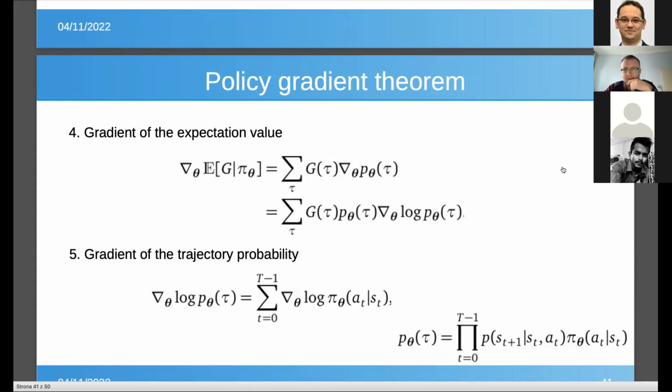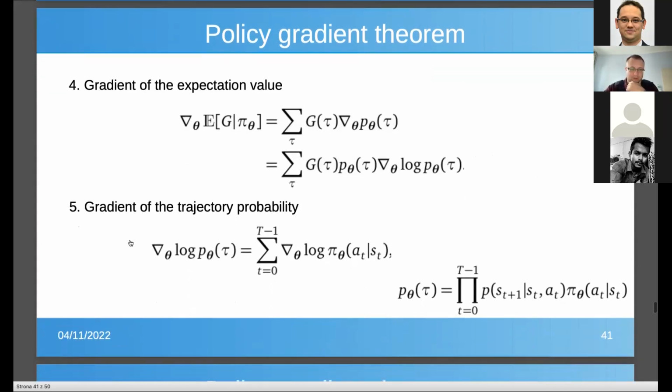Capital T. Okay, someone answered. Capital T is the length of the learning experiment. Okay, I think these are all the questions up to now. Right? Okay, yeah, we can go on.